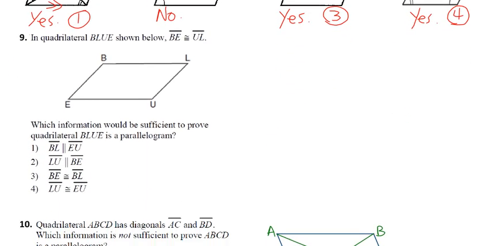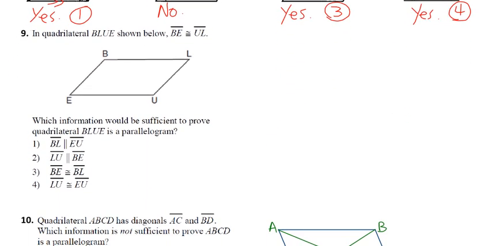In number 9, we have quadrilateral BLUE shown below, BE is congruent to UL. So that's the information that we're given, BE congruent to UL. The question is, which information would be sufficient to prove quadrilateral BLUE is a parallelogram?